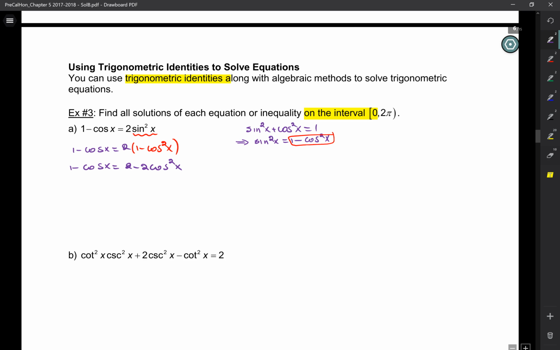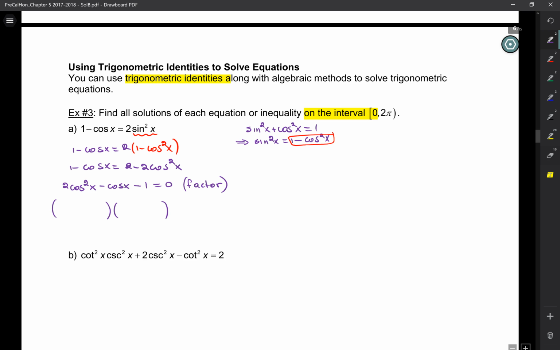Now, when in doubt, bring everything to the same side and let's see if we can solve. So this will be 2 cosine squared x minus cosine x minus 1 is equal to 0. Is that right? Okay, I brought the 2 over here. It became minus 2 plus 1 is minus 1. Okay, now I'm going to factor.